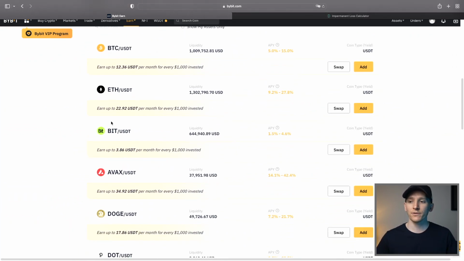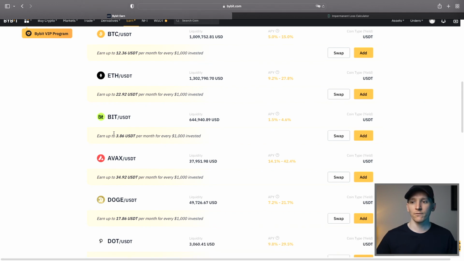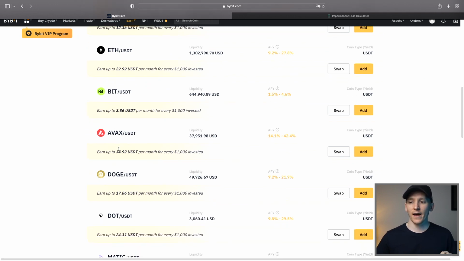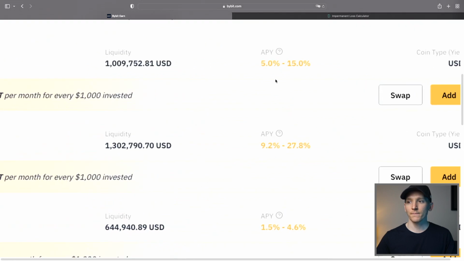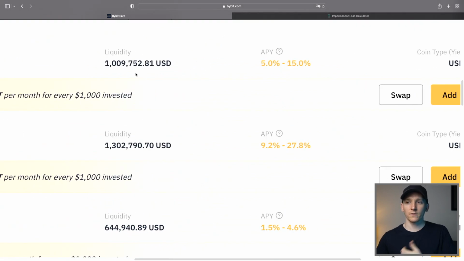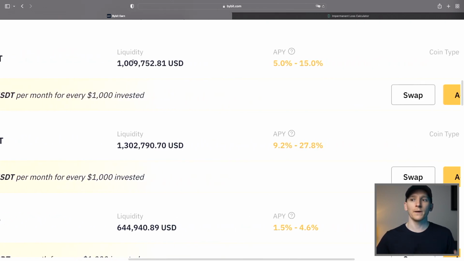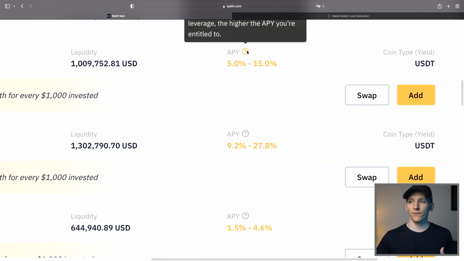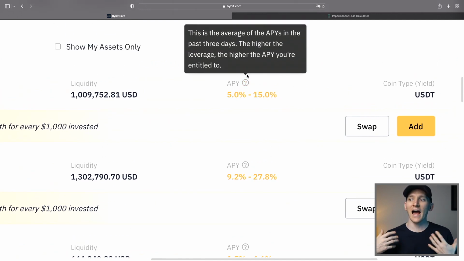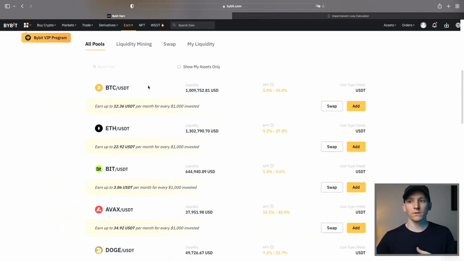So what you can see here is very quickly each of the trading pairs. So we've got Bitcoin, ETH, BIT, which is Bybit's token, I believe, or one of their tokens, AVAX, Doge, and as you can see here on the right-hand side, you see the liquidity and the APY. So the liquidity is the amount of value of the coins in the pair. So this is Bitcoin against US dollar Tether, $1 million in here. The APY is 5 to 15%. This is the average of the APYs in the past 3 days. The higher the leverage, the higher the APY you're entitled to. We'll go through leverage in a second and if you want to use it. But you can quickly search for them and then see the APY of each.